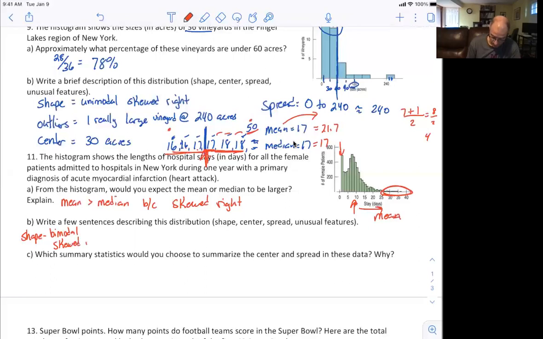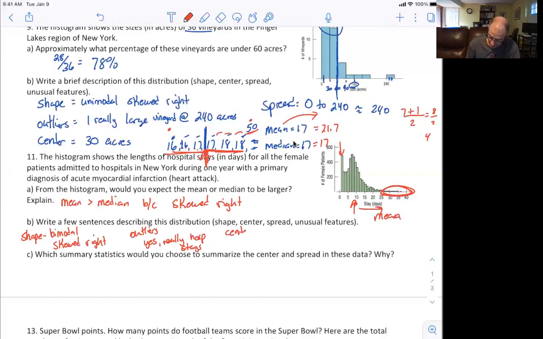This is also skewed right. So outliers. Okay. We have some really large numbers out there. So yes, we'll just say really long hospital stays. I really don't know how long that actually is. We have a way of calculating an outlier. We'll get to that later, but right now we just have to say they're outliers.